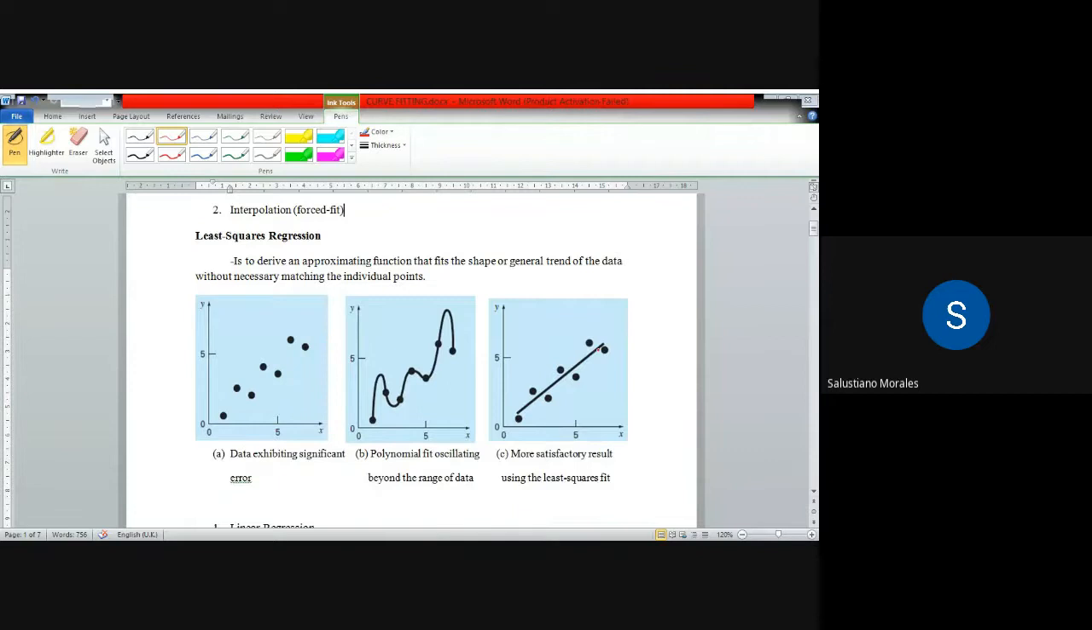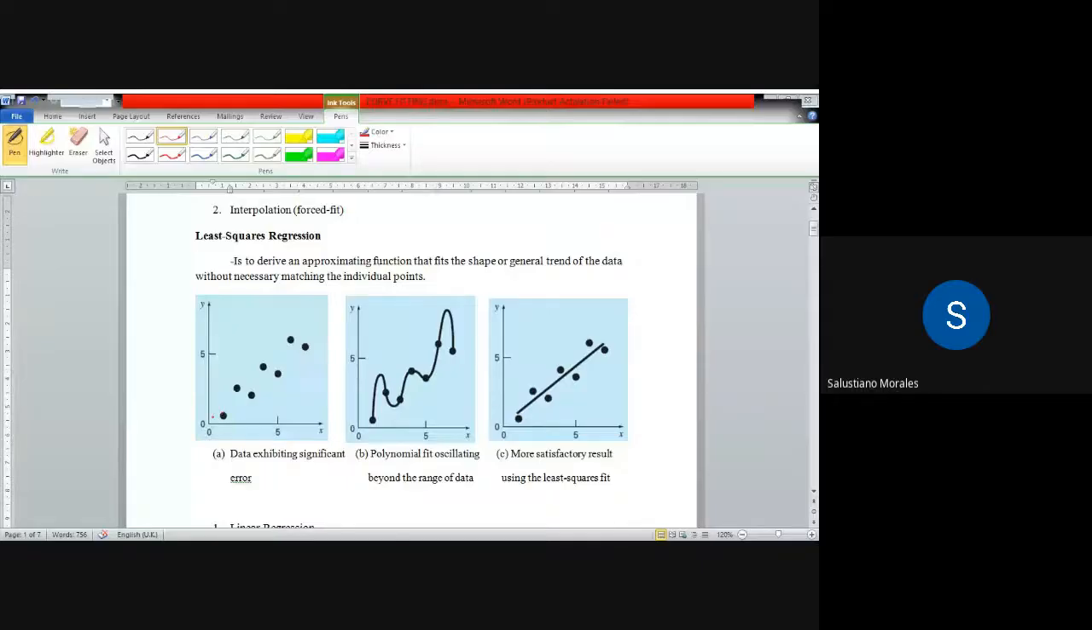So for example, in figure A, we have some given data points here. The data exhibits significant error. We can see that our points are scattered. Then if you use the polynomial fit, that will generate a curve that passes through all the given data points, and you will see here that the curve now goes beyond the range of the data. So that is what will happen.